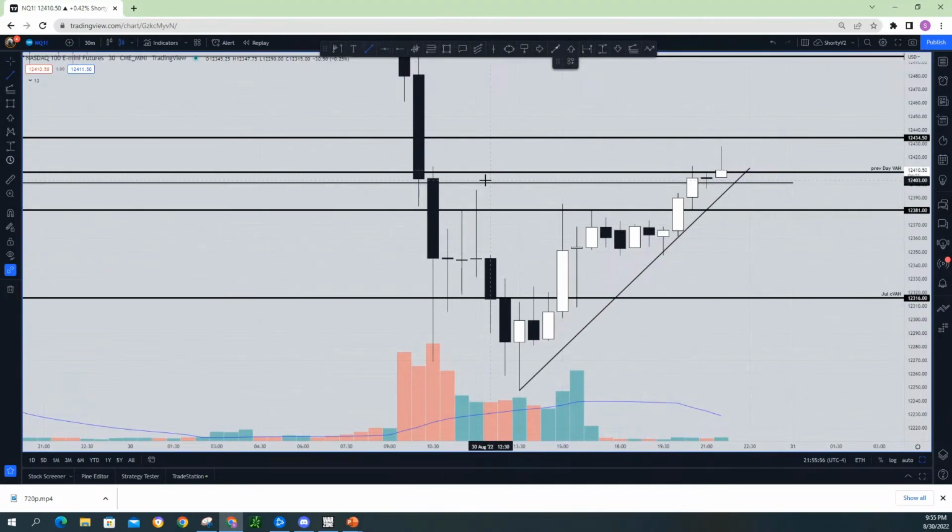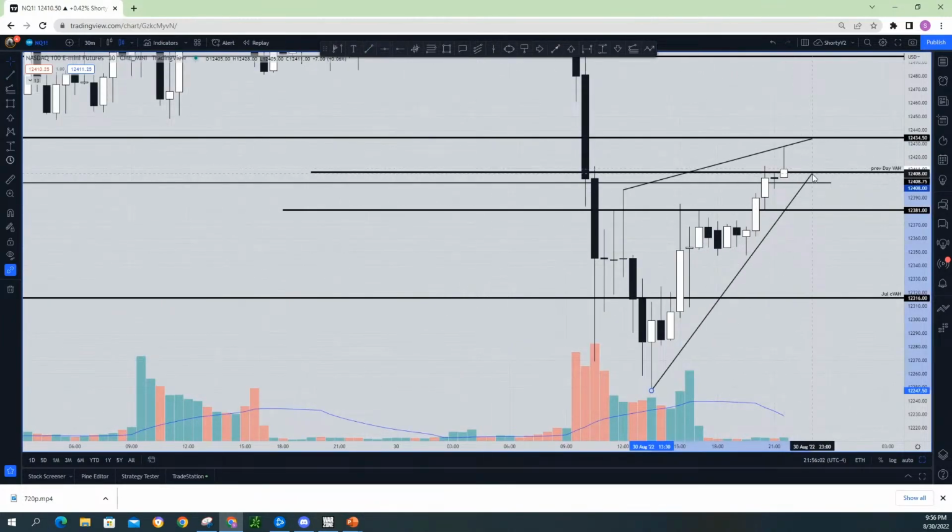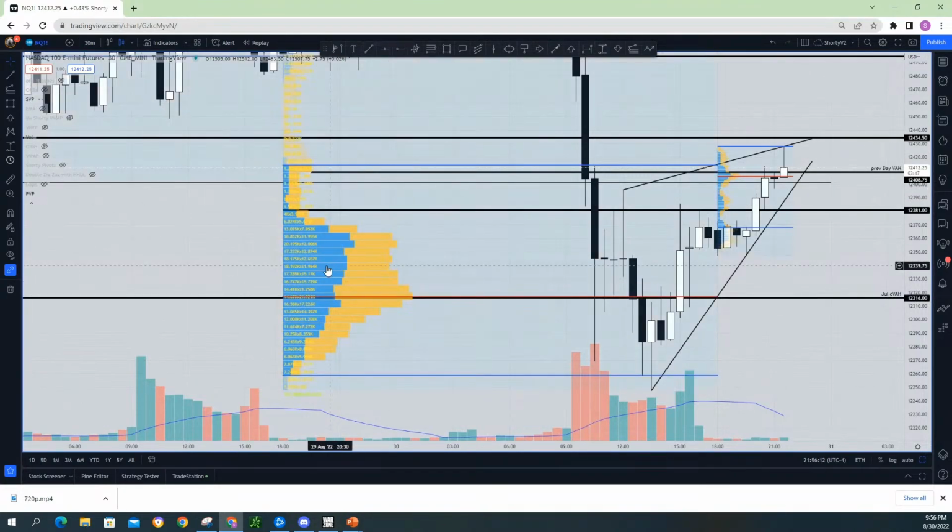Thanks, Shorty. Yep. So here we got this. Now we can use this point here as our flag or rising wedge. So now if we break this 12381, there's a high chance we're going to go where? The POC. There's a high chance you're going to go back to this July cumulative POC of 12316.